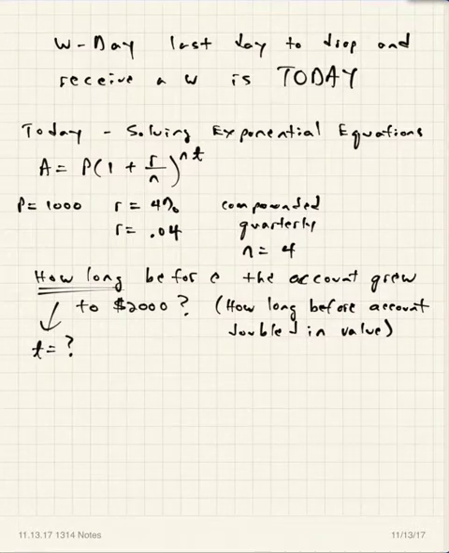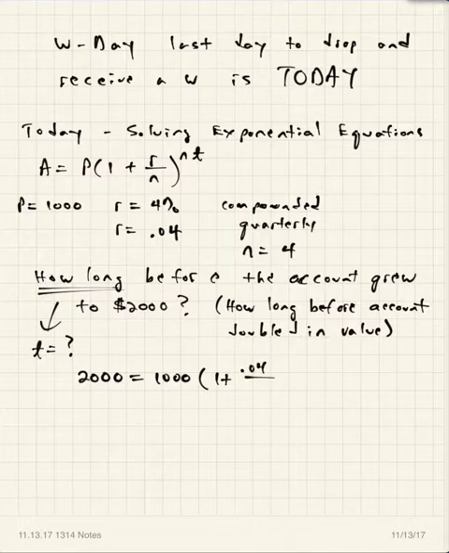And so when we substitute this information into our equation, A is going to be 2,000, because that's the amount we want to have at the end. The principal, the amount we invested at the beginning, was 1,000, times 1 plus 0.04 divided by n, which was 4, raised to the nt power. n is 4, but t is our unknown. And this is the issue in this problem, that the variable we're solving for is in the exponent. And so we end up with what we call an exponential equation.